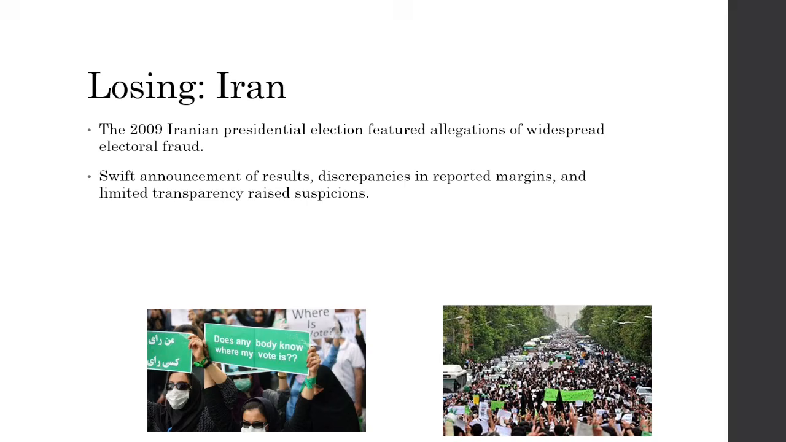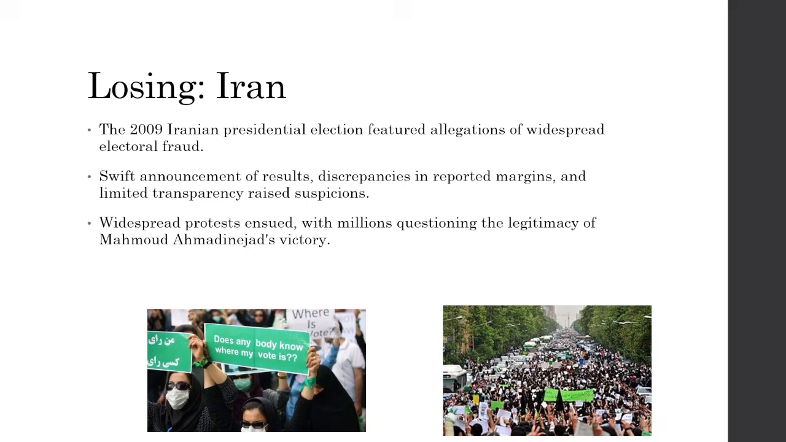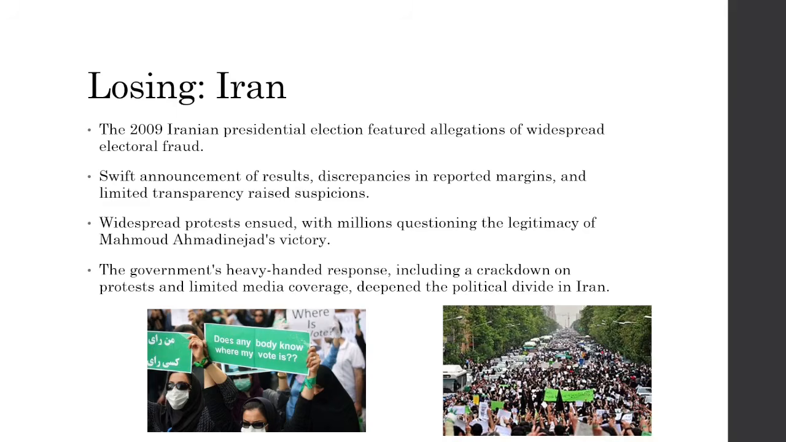Whew, I'm talking fast. There's also widespread protests as a result. I mean, who would have guessed? And there were millions of citizens questioning the legitimacy of this president's victory. The government's heavy-handed response included a crackdown on the protests, getting rid of this opposition, and they limited the media coverage. They didn't want the media covering all these protests and all this dissent.